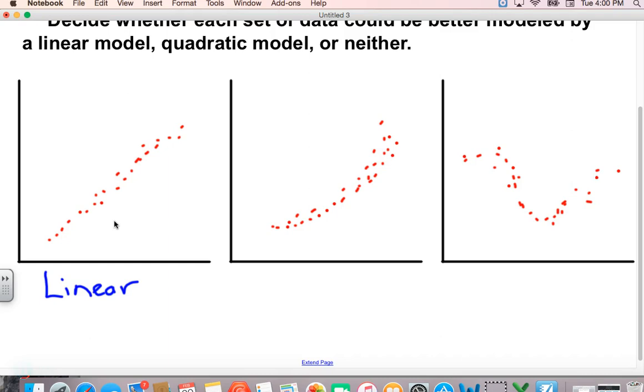The second one, you can see it looks like they're making a slight curve, almost part of a parabola. So for that one, we would say quadratic. And this last one right here, it's not really a linear shape, and it's not really a U shape or even part of a U shape. It's kind of just an up and down curve, moving all over the place. So this one will be neither.